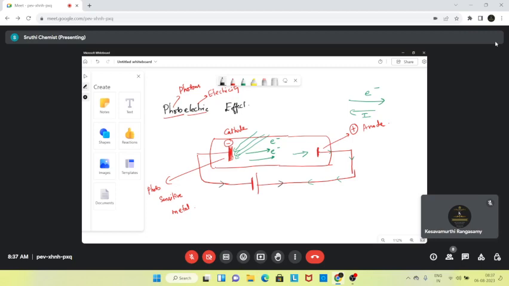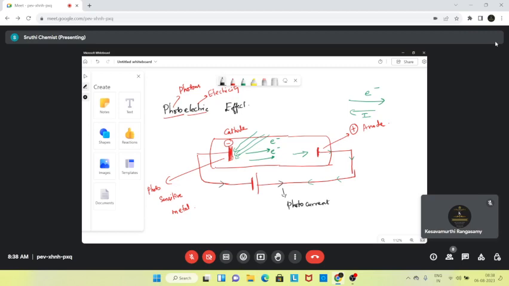So because of the electrons ejected from the photosensitive metal, the electrons are attracted towards the anode, so current is generated, that is called the photocurrent. Are you people clear? Are there any doubts? No, ma'am. Okay. Ma'am, which metal can be used as a photosensitive metal?